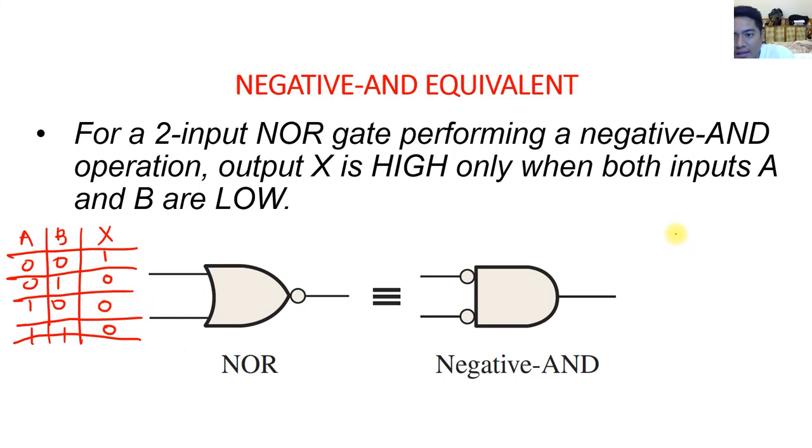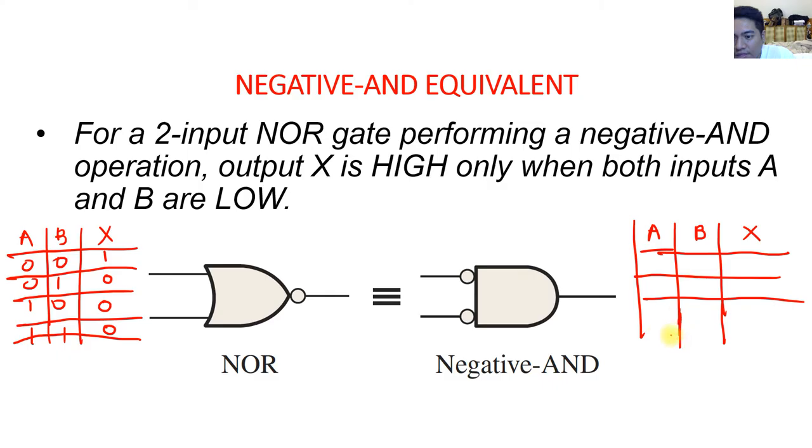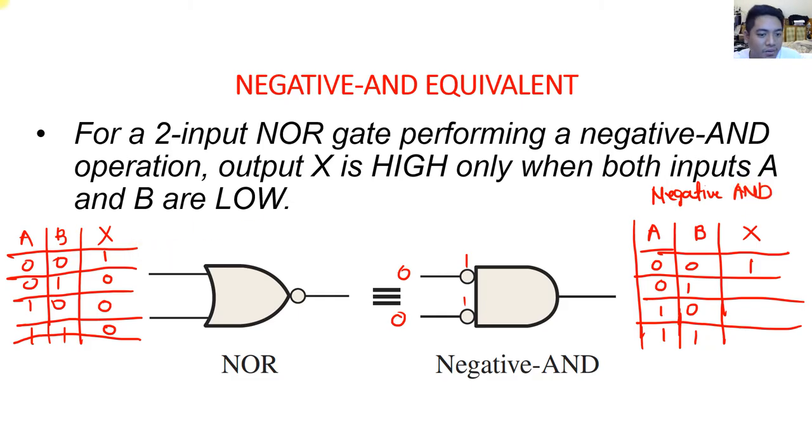For the negative AND, let's try to have a truth table just to show it. The negative AND performs what? Negative first, and then you AND gate it. So we have 0, 0, 0, 1, 1, 0, 1, 1. If you input 0, 0 here, before it reaches the AND gate, it becomes 1 and 1. And the 1 and 1 will be ANDed, or multiplied, so the output result would be 1. We are proving that the negative AND is equal to the NOR.